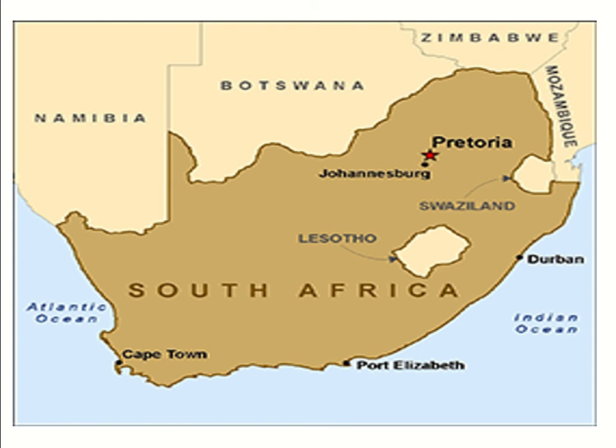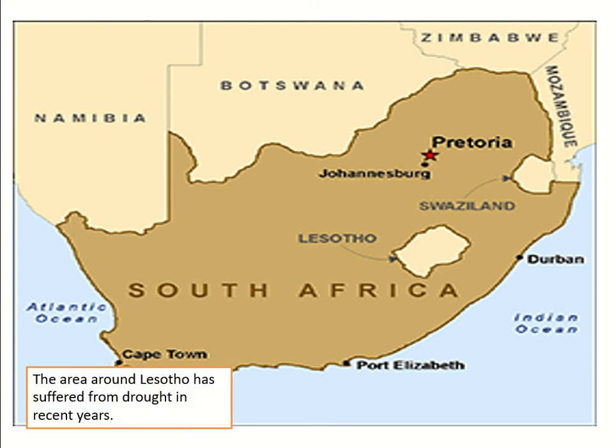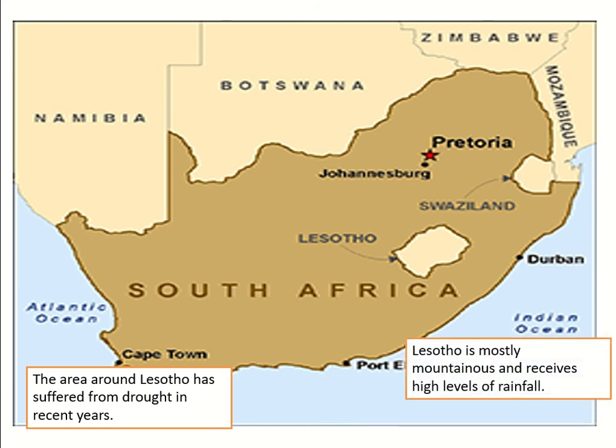Because what's special about Lesotho is that Lesotho is an area of water surplus. And the area around Lesotho has been an area of drought for quite some time. So because Lesotho is so mountainous, it receives really, really high levels of rainfall. So Lesotho receives this natural water surplus, whereas areas around it in South Africa receive a water deficit.